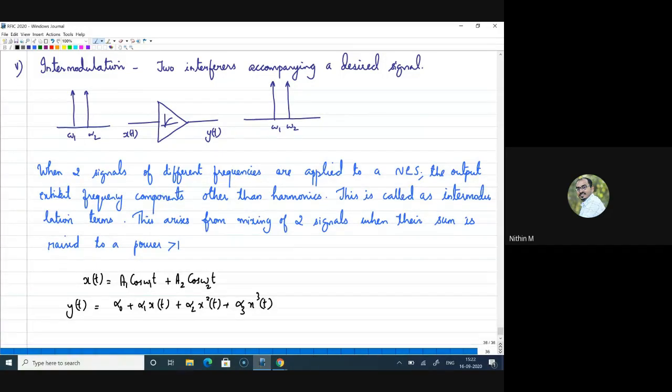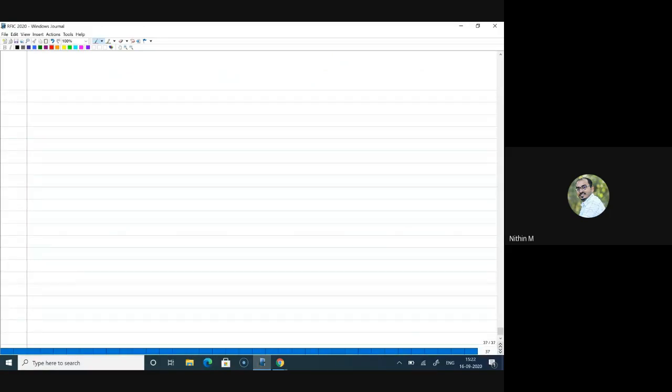Now I'm not going to write the entire terms, we have done that exercise once, but we can see that here x is the sum of two signals of different frequency, and that sum is raised to a power greater than 1 here also. That means this will definitely give some terms other than harmonics. We call those terms mixing terms, or multiplication terms, or otherwise intermodulation terms. So we call it multiplication or mixing or intermodulation terms.